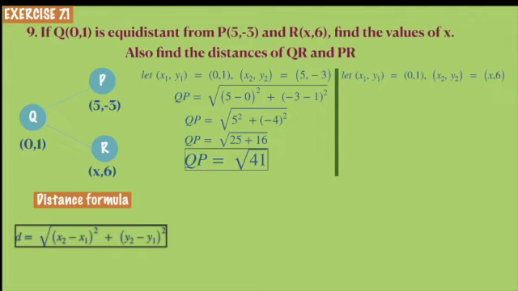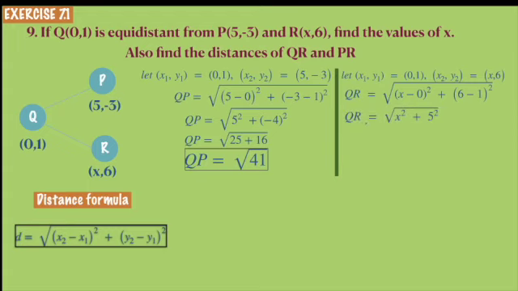And x2, y2, I consider point R. Coordinates of the point R as x2, y2. It becomes x, 6. Apply distance formula. Distance formula is d is equal to square root of x2 minus x1 whole square plus y2 minus y1 whole square. Therefore, the distance of QR is equal to square root of x2 minus x1 whole square plus y2 minus y1 whole square, or 6 minus 1 whole square.